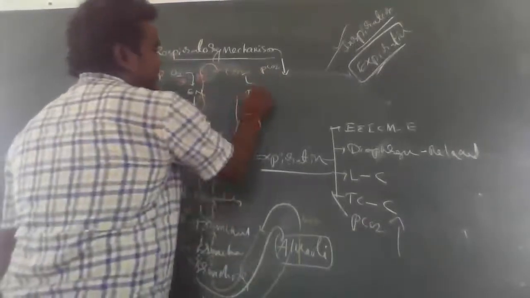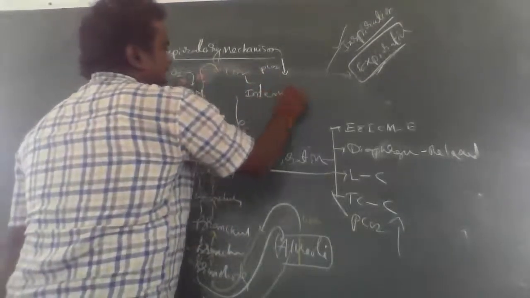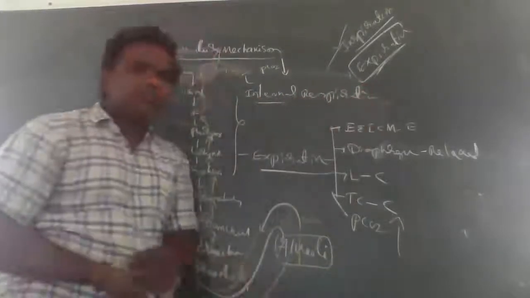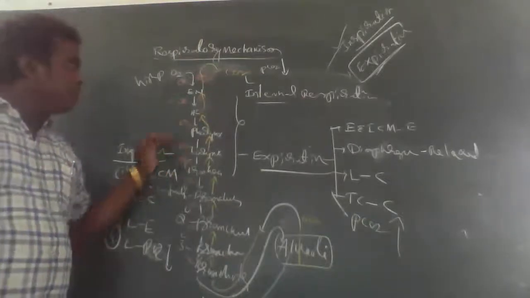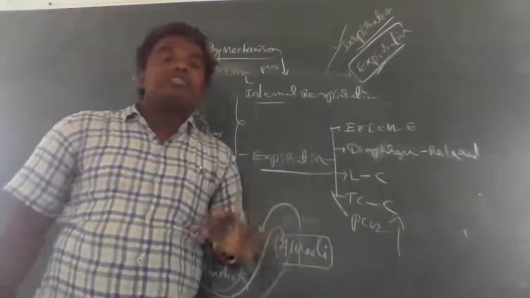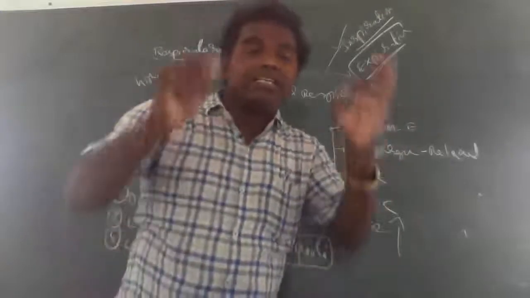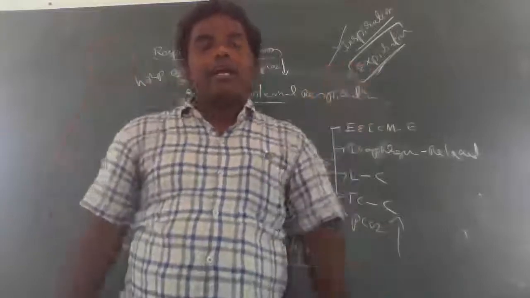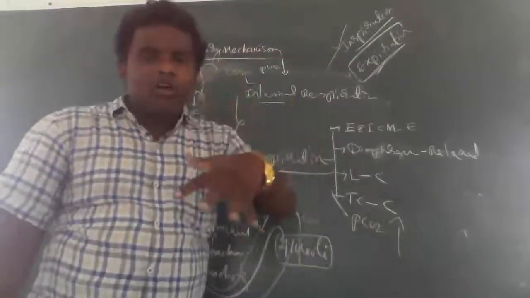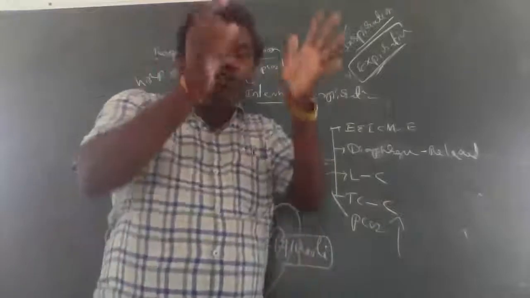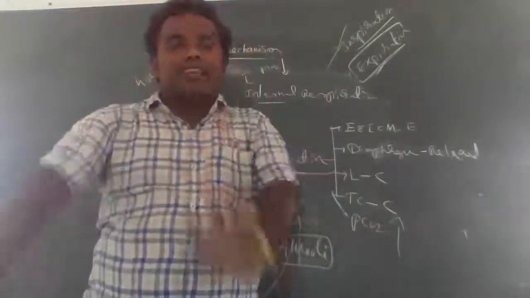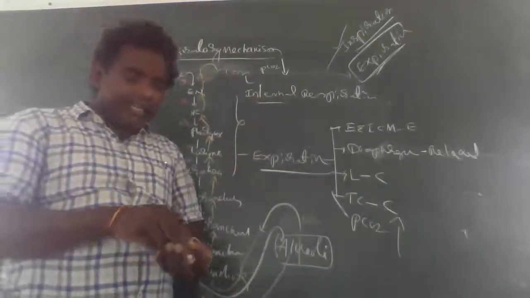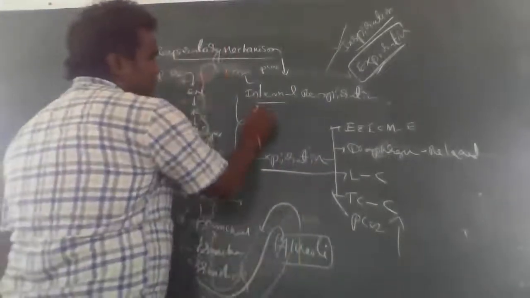Now, internal respiration. Once more I repeat, the internal respiration mechanism. Very important thing here. Remember one thing: external respiration is called breathing. We inhale the oxygen and exhale the carbon dioxide only through the respiratory tract. That is called breathing. But what is respiration? Truly, respiration means internal respiration. So in the alveoli.